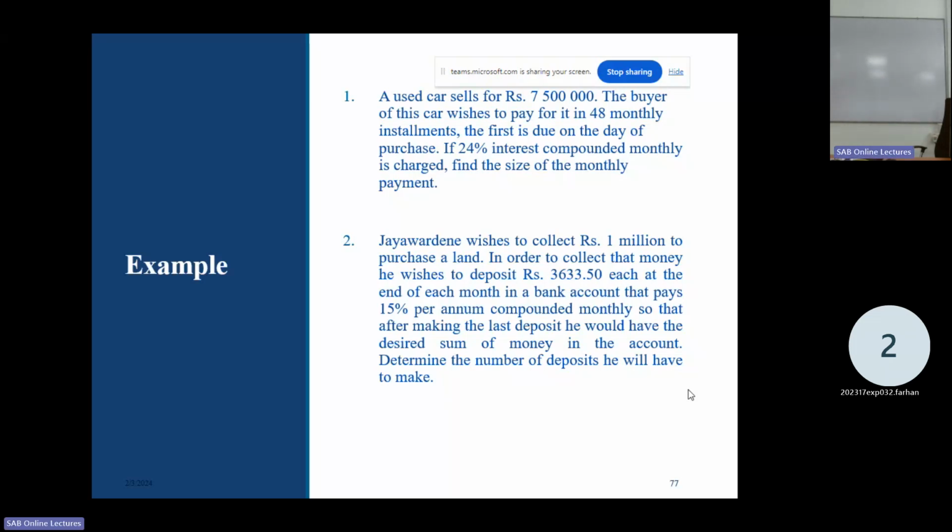This is an application. That person wants to collect 1 million. To collect this 1 million, he is making deposits in a bank which pays 15% interest per annum, compounding monthly. The monthly deposit is 3,633.50. So how long will it take to get the 1 million, if you assume that the 15% interest is constant throughout this period?